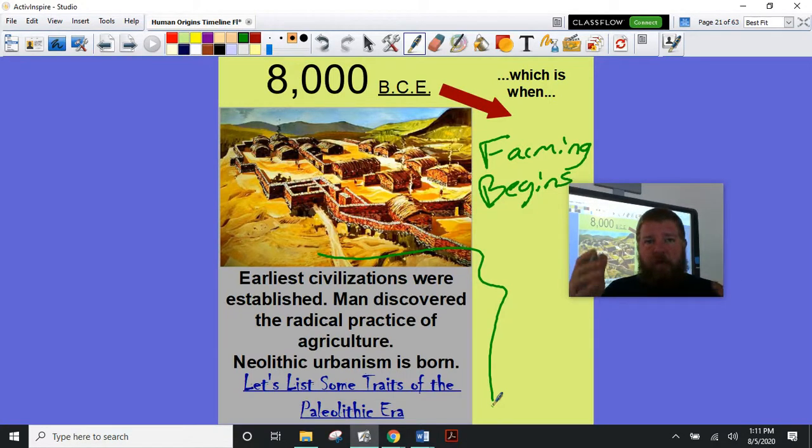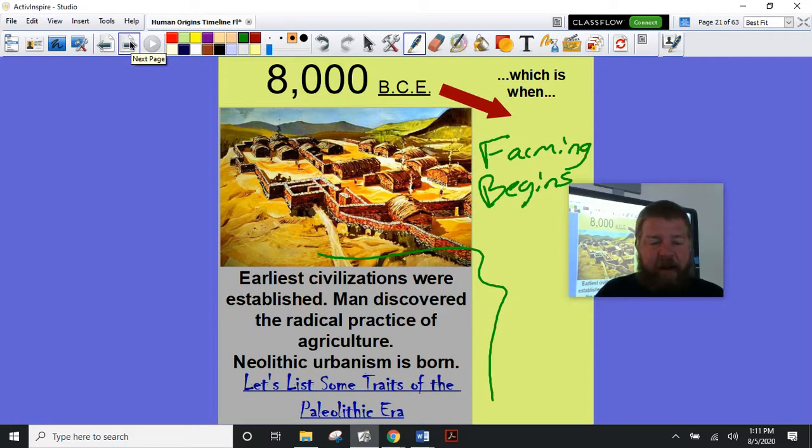But before we do that, we need to step backwards a little bit and go back to the things that make the Paleolithic era, some of the cultural traits and some of the advancements. We're just going to establish a list.